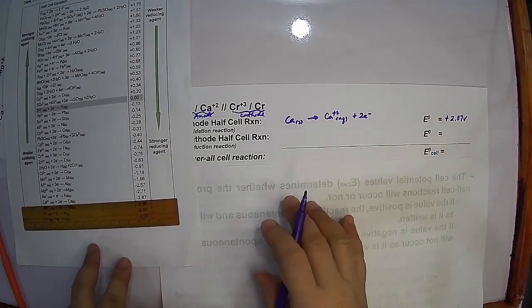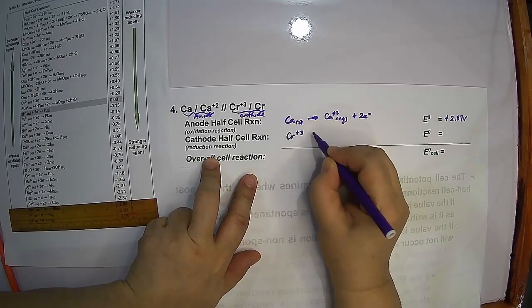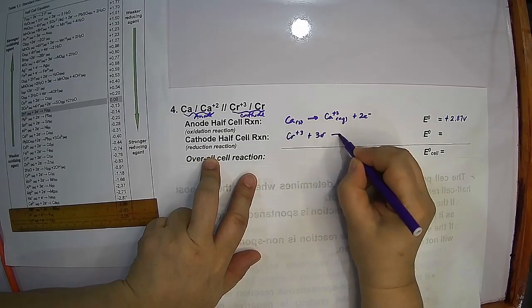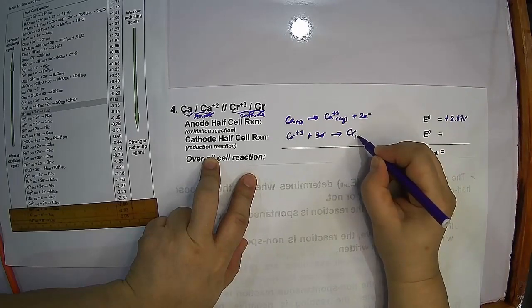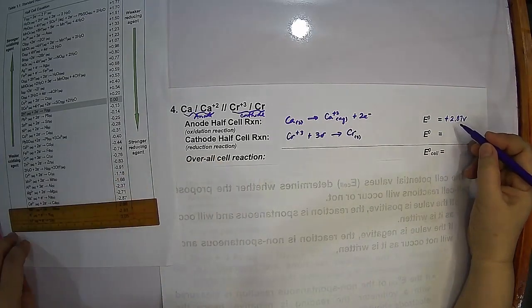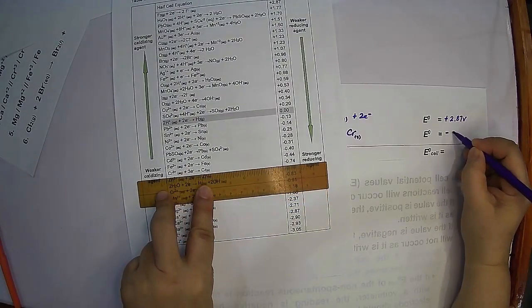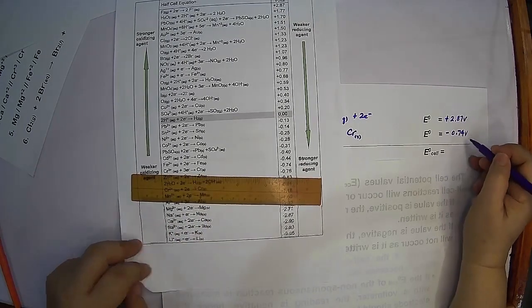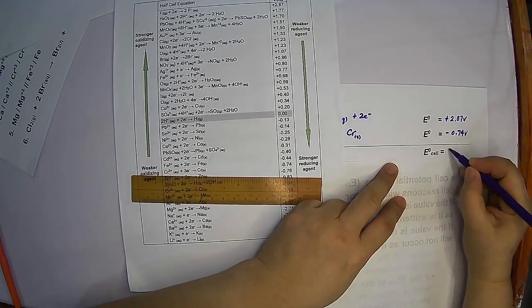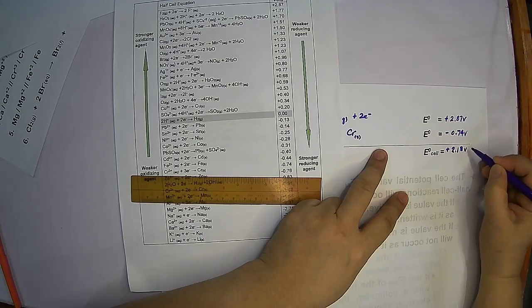Now next we have chromium undergoing reduction. So chromium positive 3 needs 3 electrons to be reduced to chromium 0. And for chromium undergoing reduction, it is negative 0.74 volts. If you take the sum of the two, the potential of the cell would be positive, 2.13 volts.